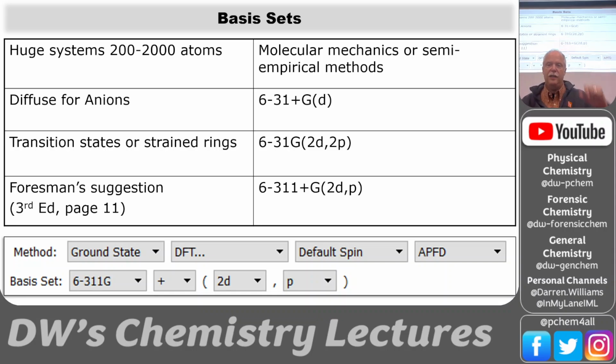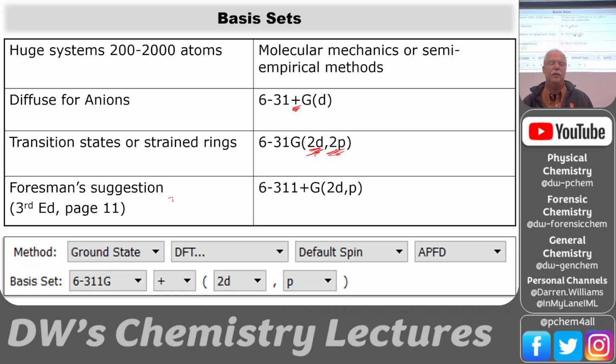So let's wrap all of this up. If I have a huge system, I'm going to want to go molecular mechanics or maybe semi-empirical. If I have anions, I want diffuse functions here. If I have transition states or maybe strained rings, I need some more of these polarization functions to give it more direction in space.